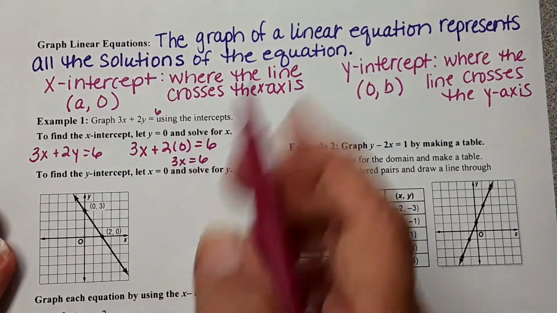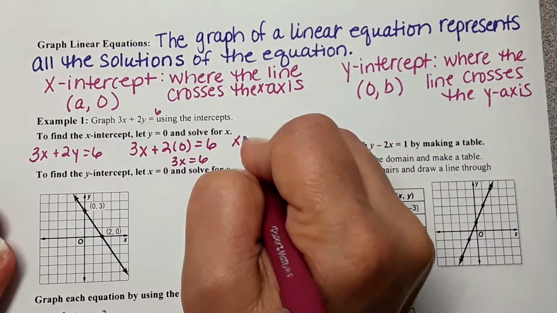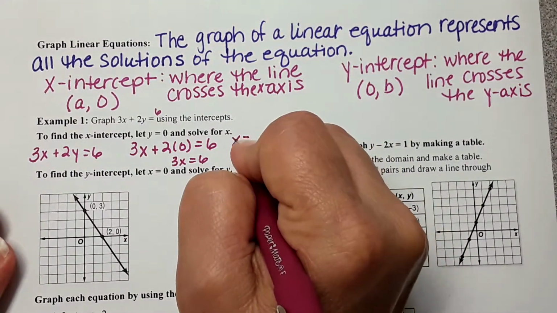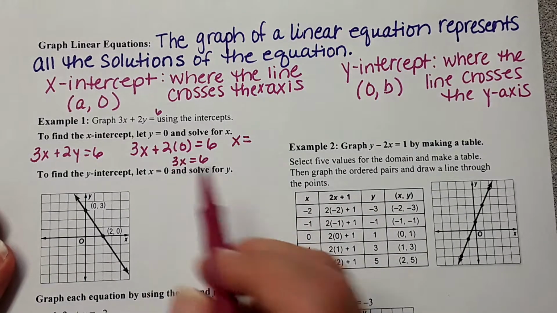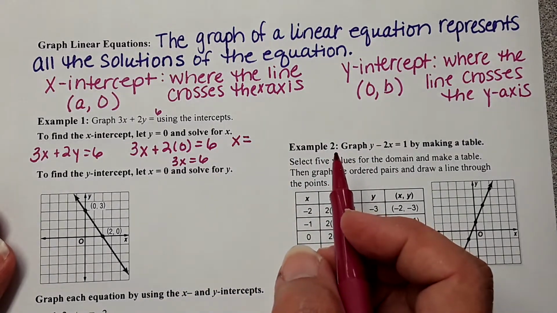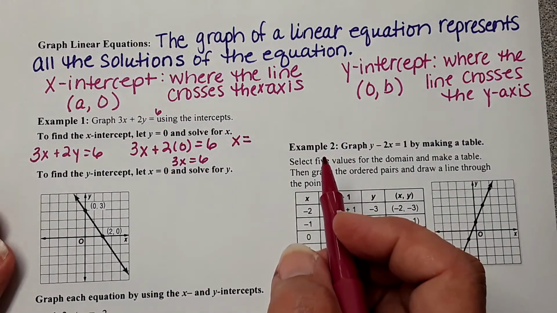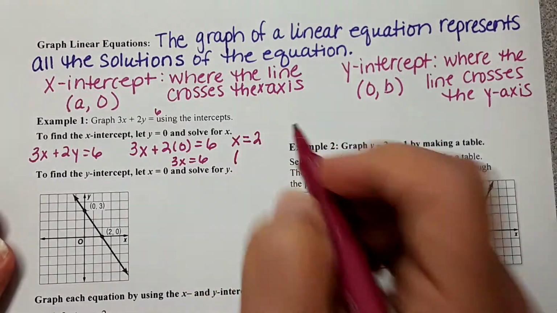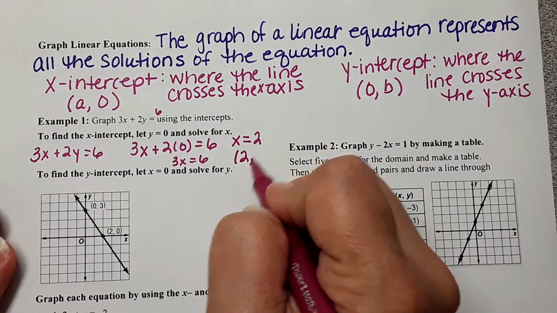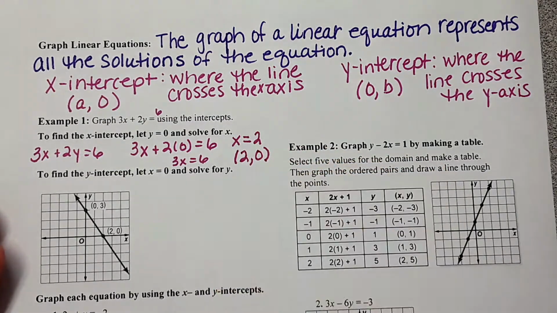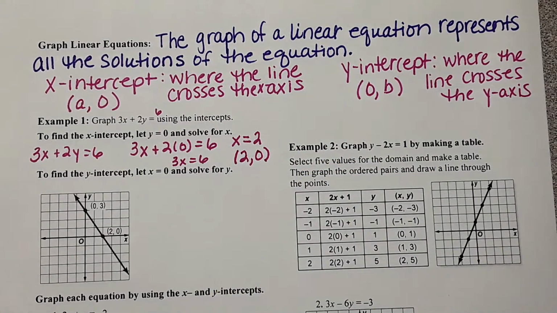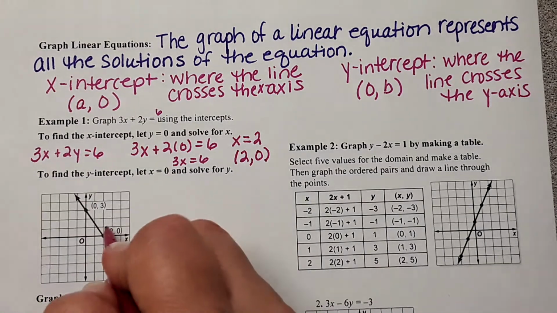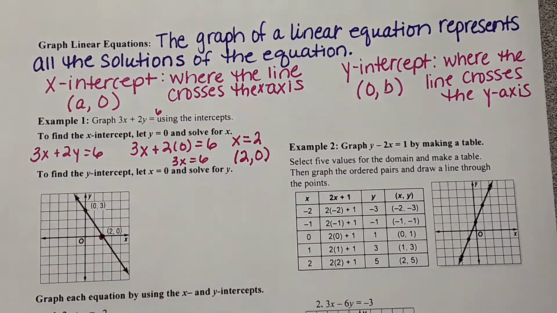What is 6 divided by 3? Huh? What is 6 divided by 3? Who said it? 2. I think Katie said it. So my answer is (2, 0). That's my x-intercept. And as you can see, (2, 0) is on the x-axis. They have already got it graphed.